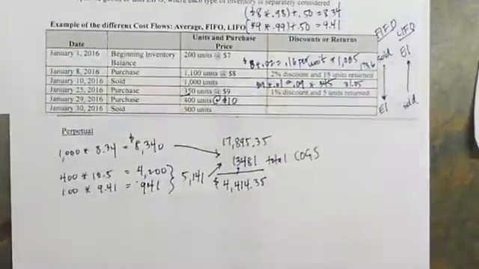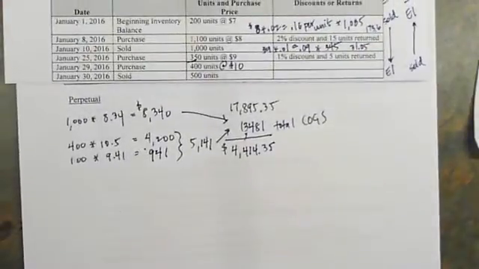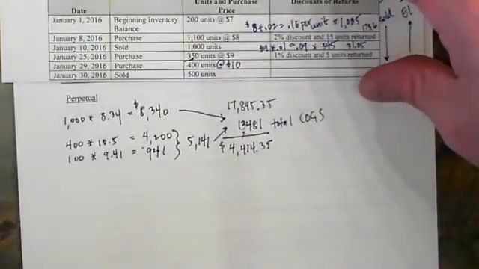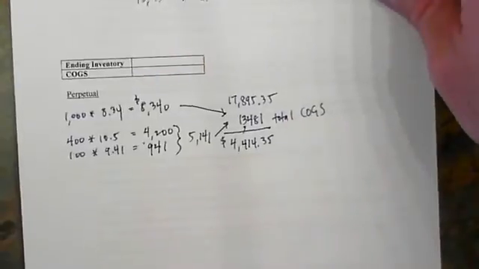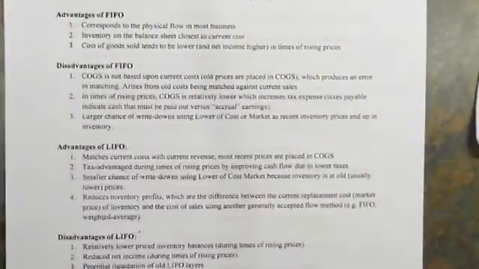Okay. So those are the cost flow methods. Make sure that you understand them. Make sure you can calculate them. Make sure you can do the entries, the inventory entries associated with periodic and perpetual. Make sure you know how to do it.